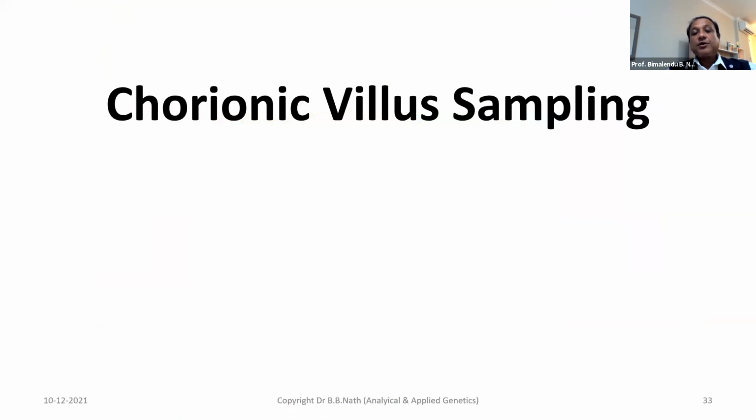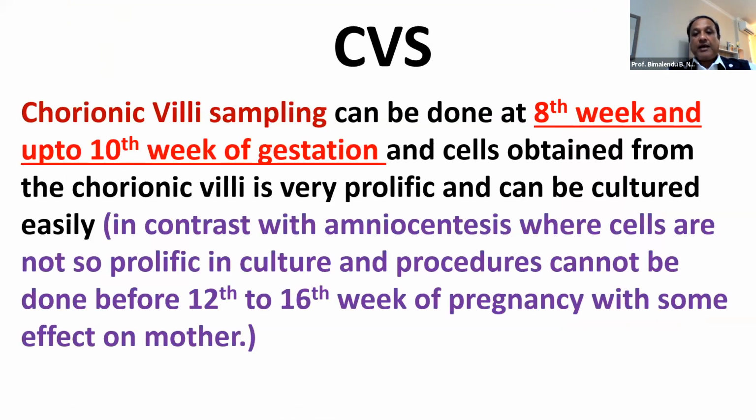The other technique is chorionic villi sampling, which can be done at the 8th week and up to the 10th week of gestation. The cells obtained from the chorionic villi are very prolific and can be cultured easily, in contrast with amniocentesis, where cells are not so prolific in culture and procedures cannot be done before 12 to 16 weeks of pregnancy, with some effect on the mother.